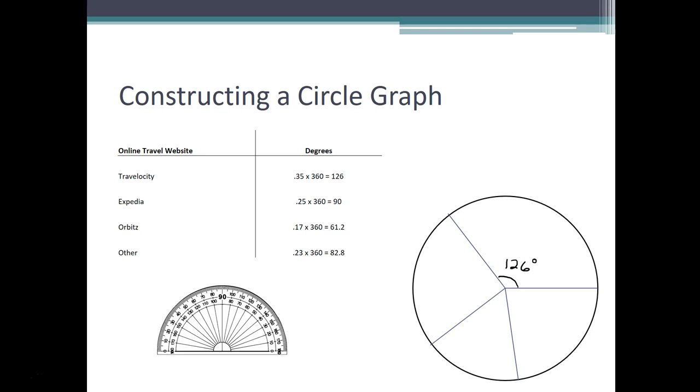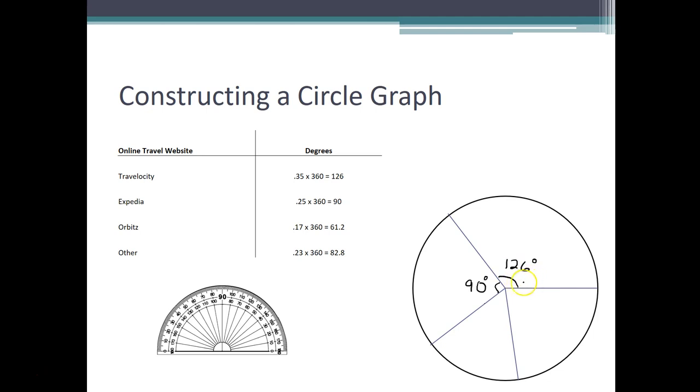Expedia had 25% of the bookings. So 25% of 360 is found by 0.25 times 360, and you get 90 degrees. So Expedia's section is going to be a nice little right angle. Use this as your starting line, and then use your protractor to measure out 90 degrees. And I actually did that. Hopefully it's pretty close, because trying to do a protractor on a computer screen with this was kind of tough.